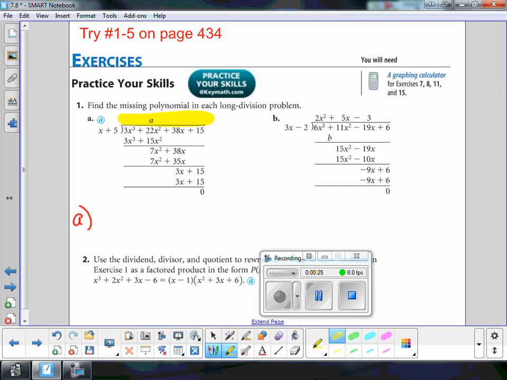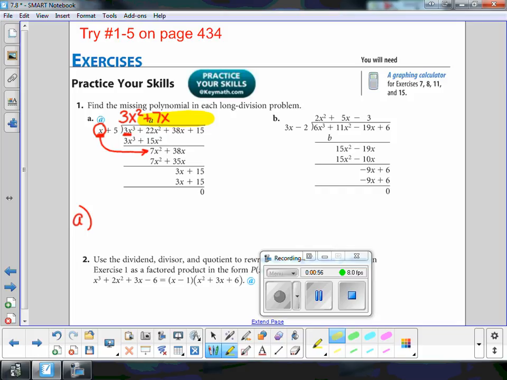So in other words, what number would go here, or what term would go there that you would multiply x by to get 3x cubed? If you're thinking 3x squared, that's right, because 3x squared times x is 3x cubed. Next, you want to figure out what you would multiply x by to get this 7x squared right there. And that's going to be 7x.